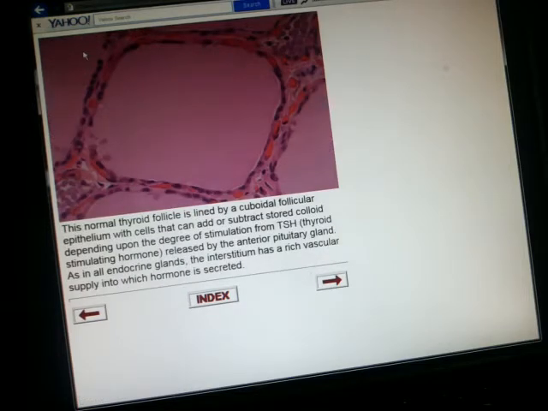Here is the high power. We can see easily the simple cuboidal lining here with these small blood vessels scattered within the fibrovascular stroma, separating follicles from each other.